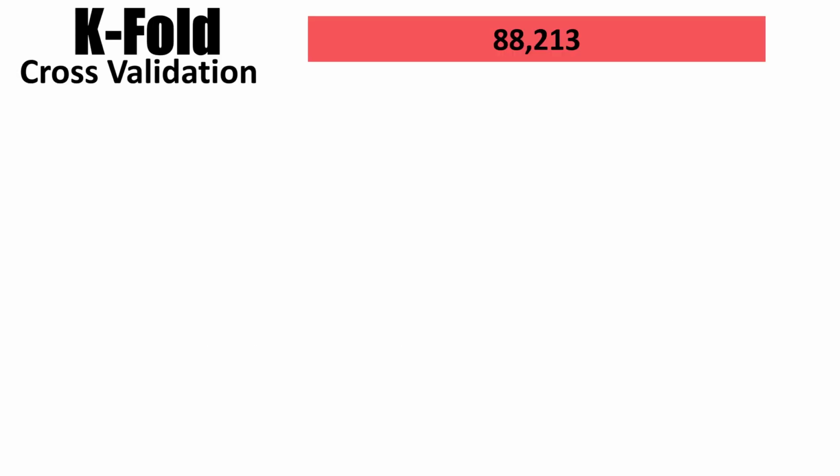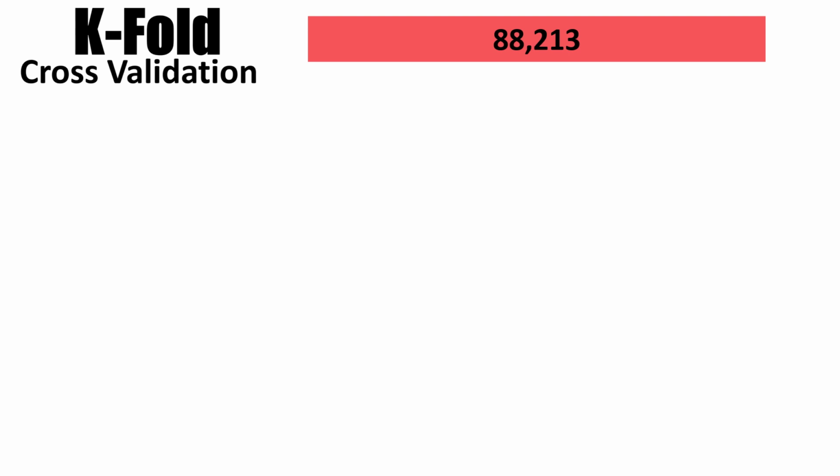So if I have to tell you what exactly the cross validation is, here I'm going to create one demonstration which will help you to understand what exactly the k-fold cross validation is. So consider this red bar is the whole set of your data, which contains somewhere 88,213 records, right? This is the whole set of the data that you have.